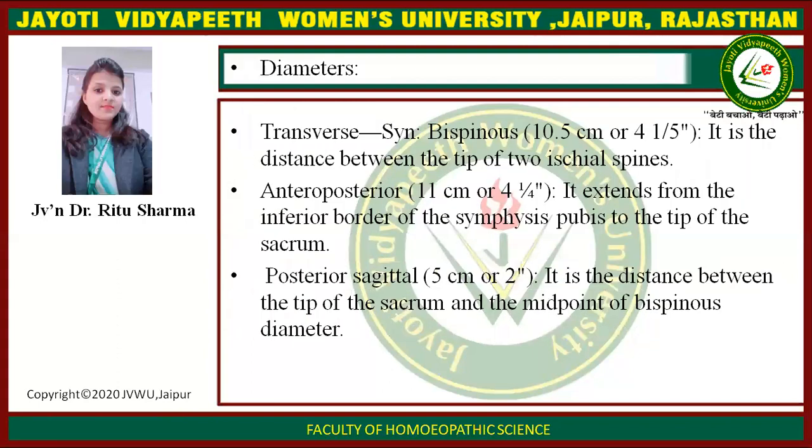Diameters: there are transverse diameters, which is the distance between the tips of the two ischial spines, and anteroposterior, which extends from the anterior border of the symphysis pubis to the tip of the sacrum. Posterior sagittal: it is the distance between the tip of the sacrum and the midpoint of the bispinous diameter.